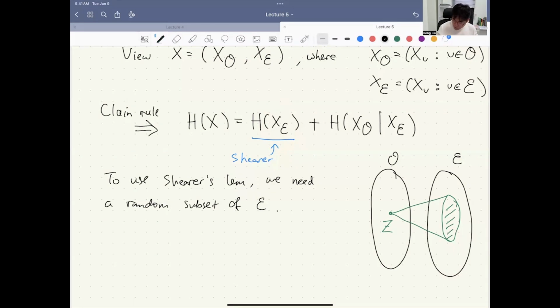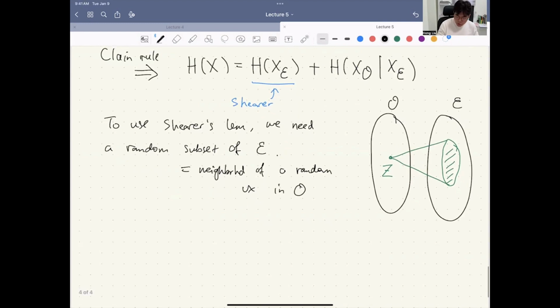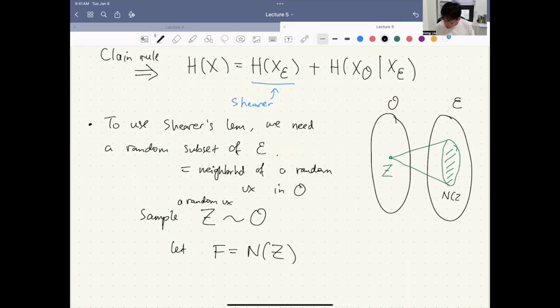So this would be the neighborhood of a random vertex. Oh, to be precise, this is what we're going to do. We're going to sample a random vertex Z on the left-hand side, the odd side, and let F be the neighborhood of Z. So this is N of Z.